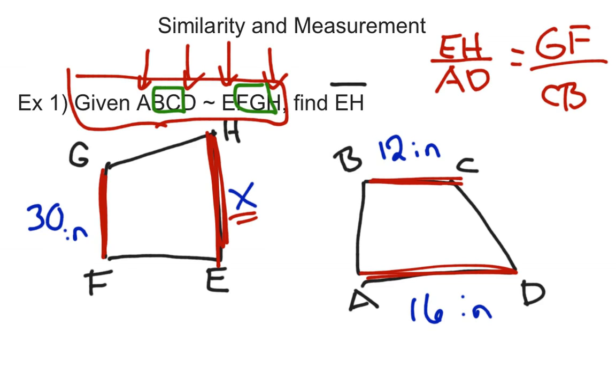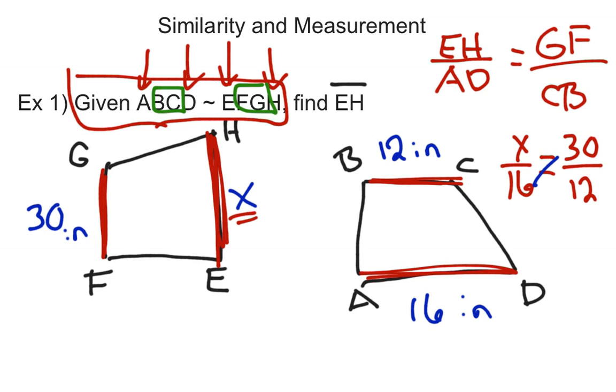Now all I have to do is plug the numbers in. I'll do that right underneath it here. EH is what I didn't know, so I'm just going to replace it with X. That's going to go over AD, which is 16. I'm going to set that equal to GF, which is 30, over CB, which I know is 12. And look at what we have here. What we've just written is a proportion. We know how to solve a proportion.